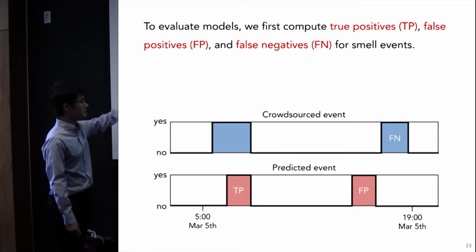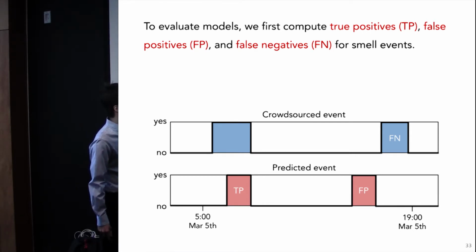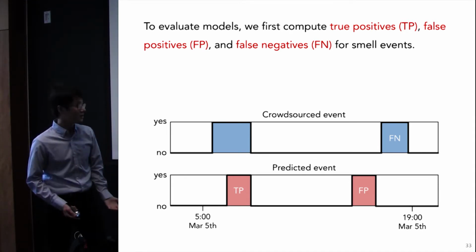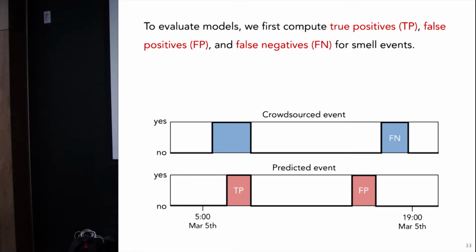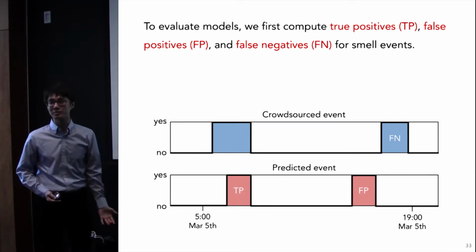The y-axis indicates no event or yes, there's an event. So, for example, if we predict something happens and there's actually an event, then we say this is a true positive. That means we say yes, and there's yes, something happened. If we predict something, but there's actually no event, then we say it's a false positive.